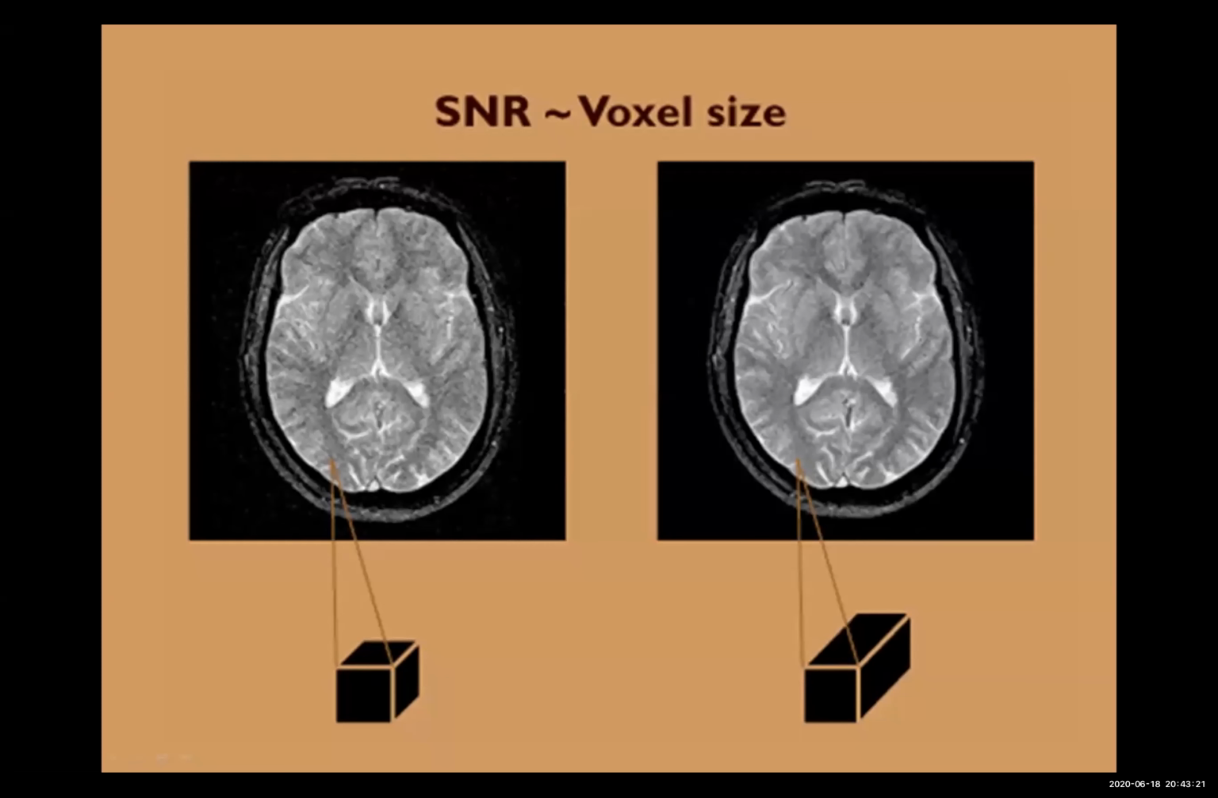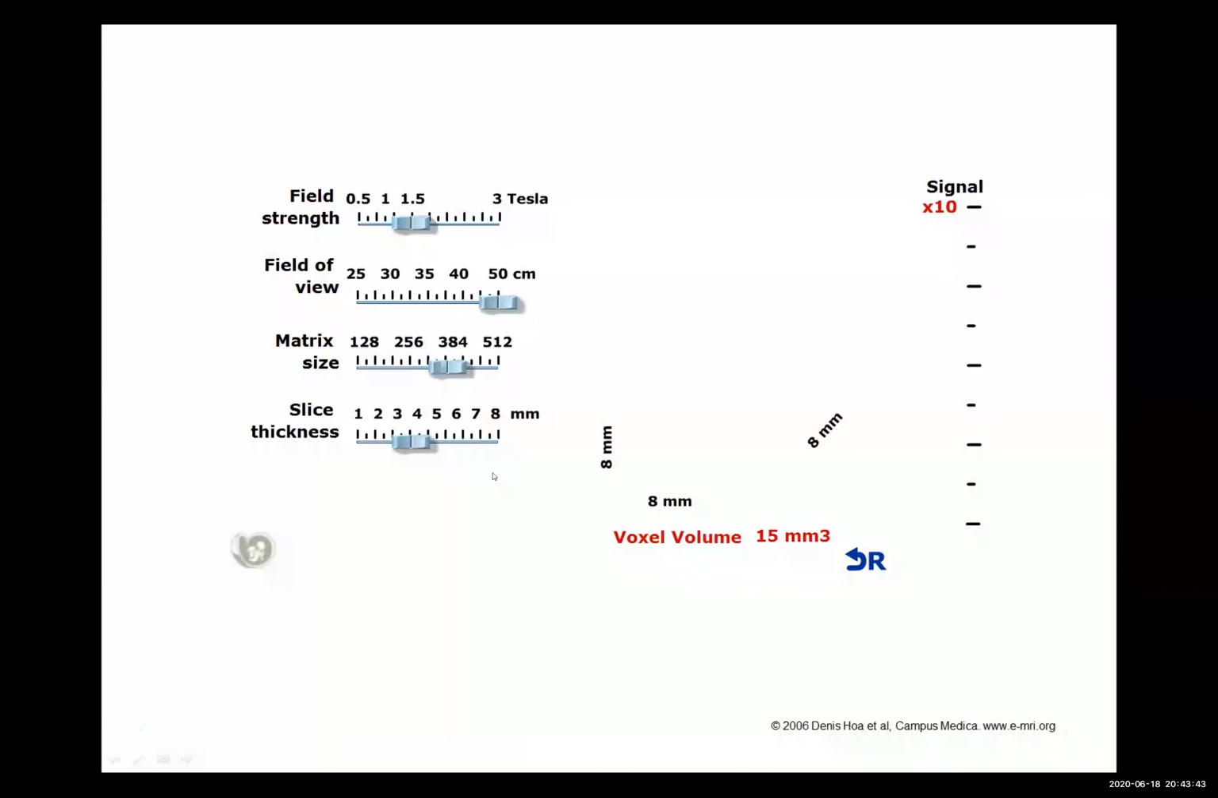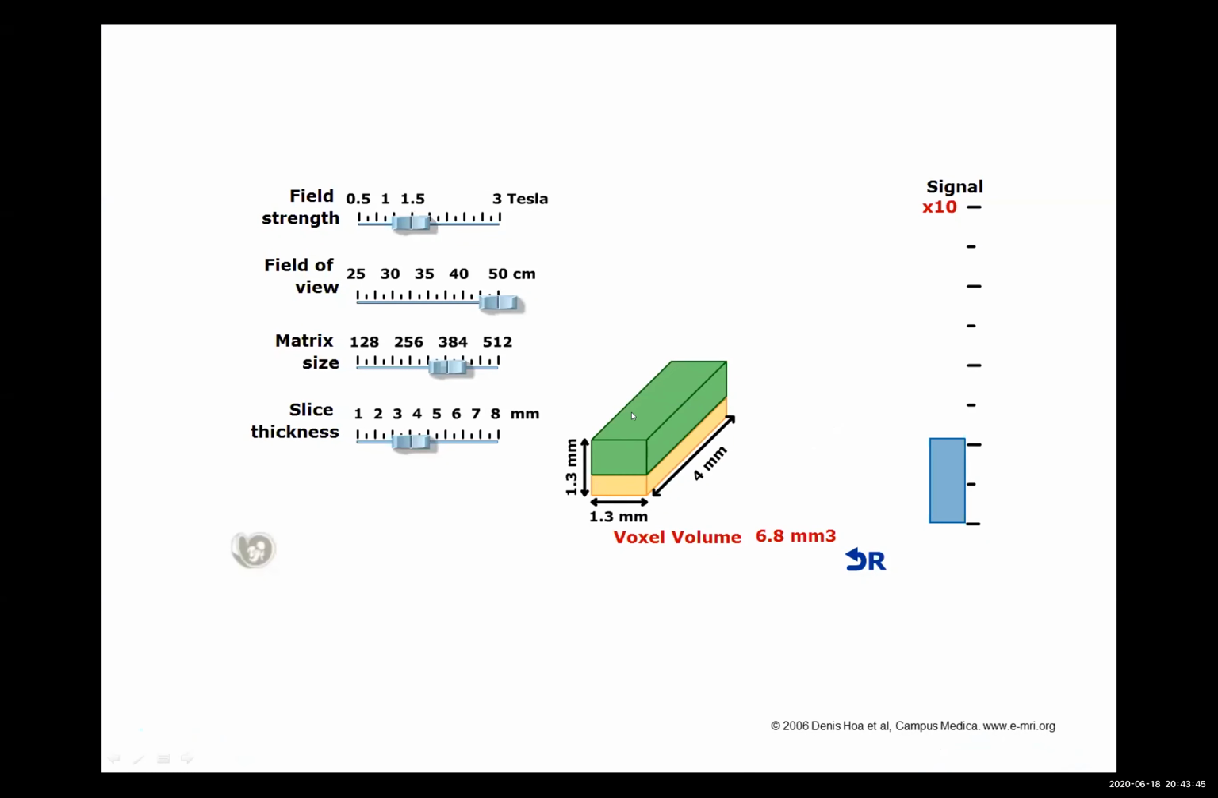Since, for example, if we have 1 million protons within that voxel, this means we will have 2 million protons within that voxel. So increasing slice thickness, or let's say increasing the voxel volume, is directly proportional to the signal to noise ratio. So that is the voxel.